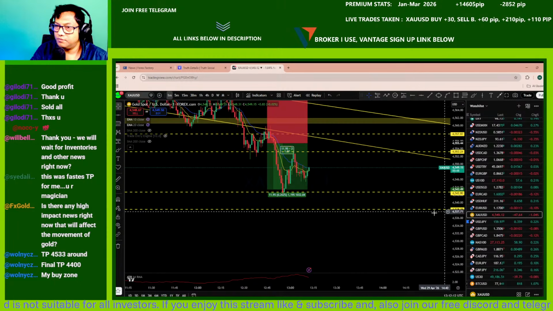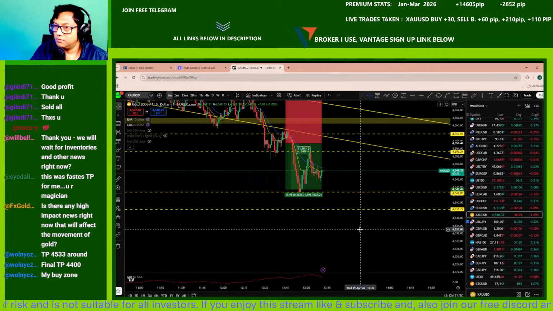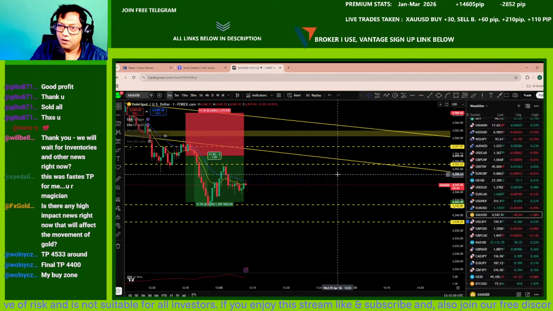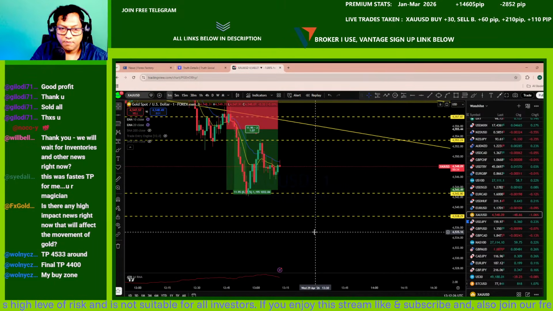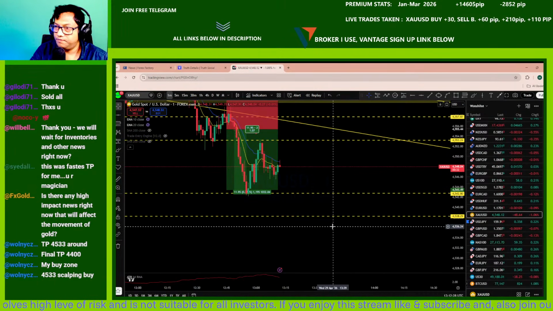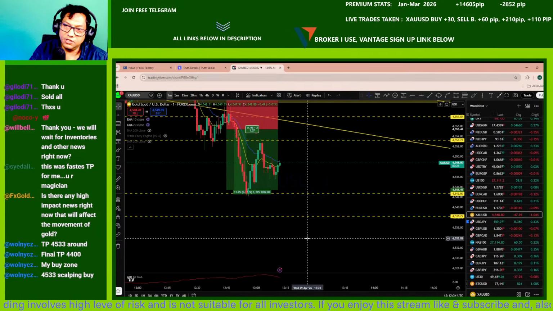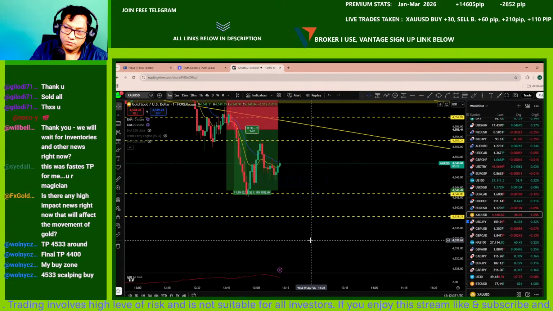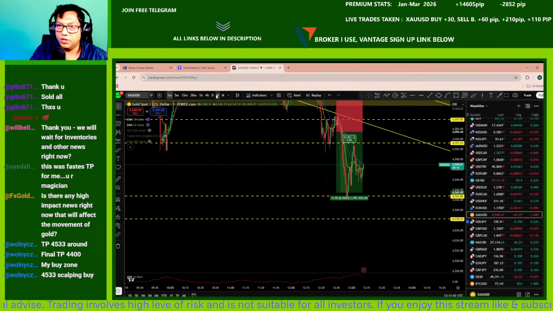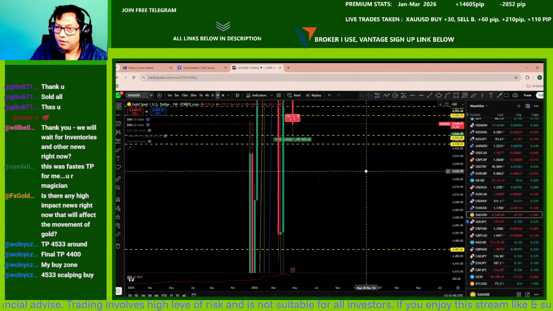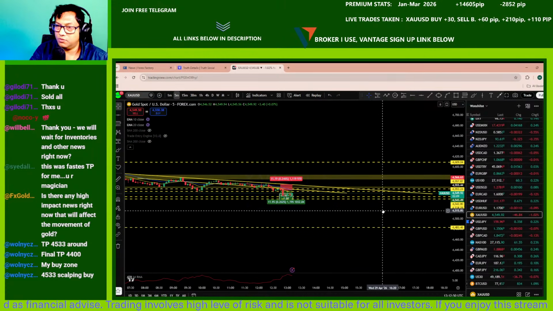4533. This is what I was talking about, what factors you will consider: 4533 scalping buy. If you see the market is here, you could see that there is very strong downward pressure here. This is the weekly. If you look at the weekly, see the weekly low is here, far lower, possible for the market to trend.